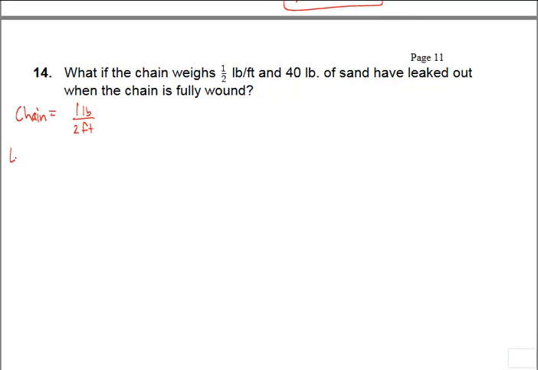So the lost sand, we lose 40 pounds of sand that have leaked out when the chain is fully wound. So if 40 pounds have been lost for the full length of the chain, which was 100 feet long, then this reduces to the fraction 2/5. So 2 pounds of sand lost for every 5 feet of chain that is wound up. Okay, so these are going to be our new linear densities.